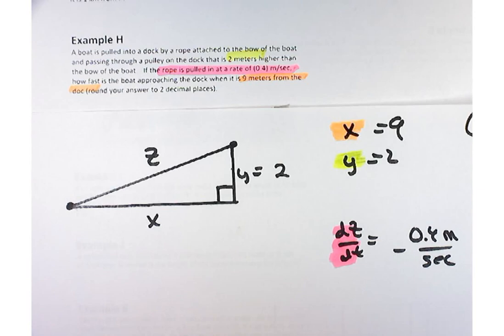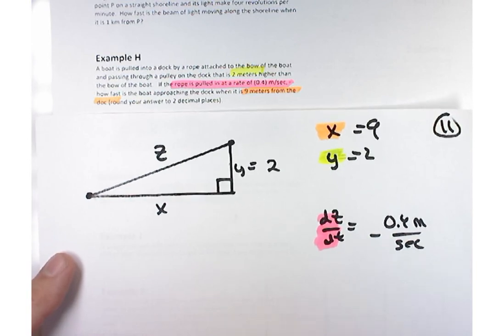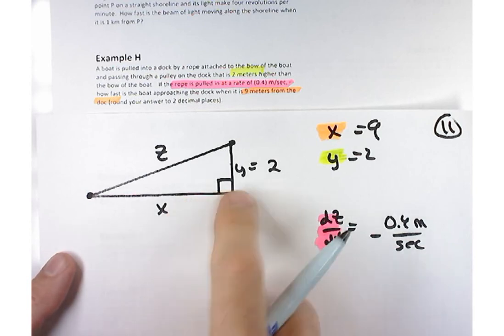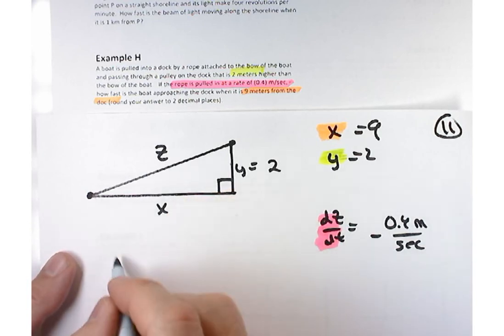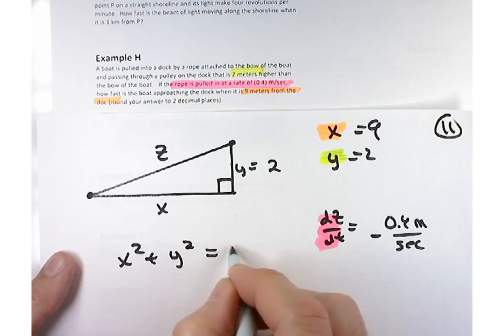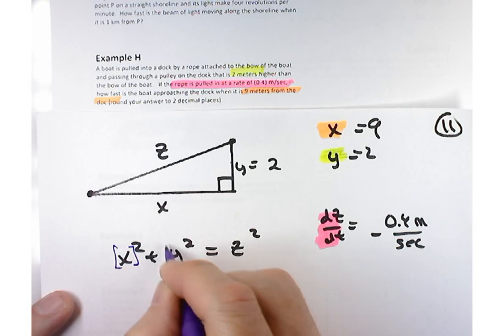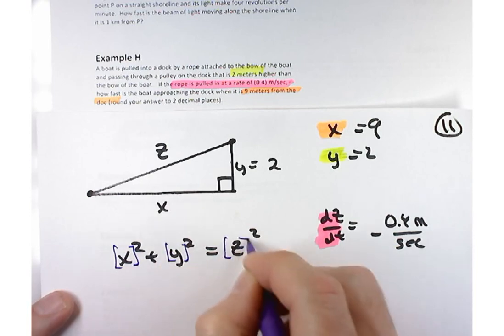What's going to pull all this information together? This is going back to your question again, James. Sometimes you're going to have to come up with the equation. What equation is going to pull all this information together? The Pythagorean theorem. x squared plus y squared equals z squared. And if it helps you out, maybe put little brackets around all this, because we're going to have to differentiate it.